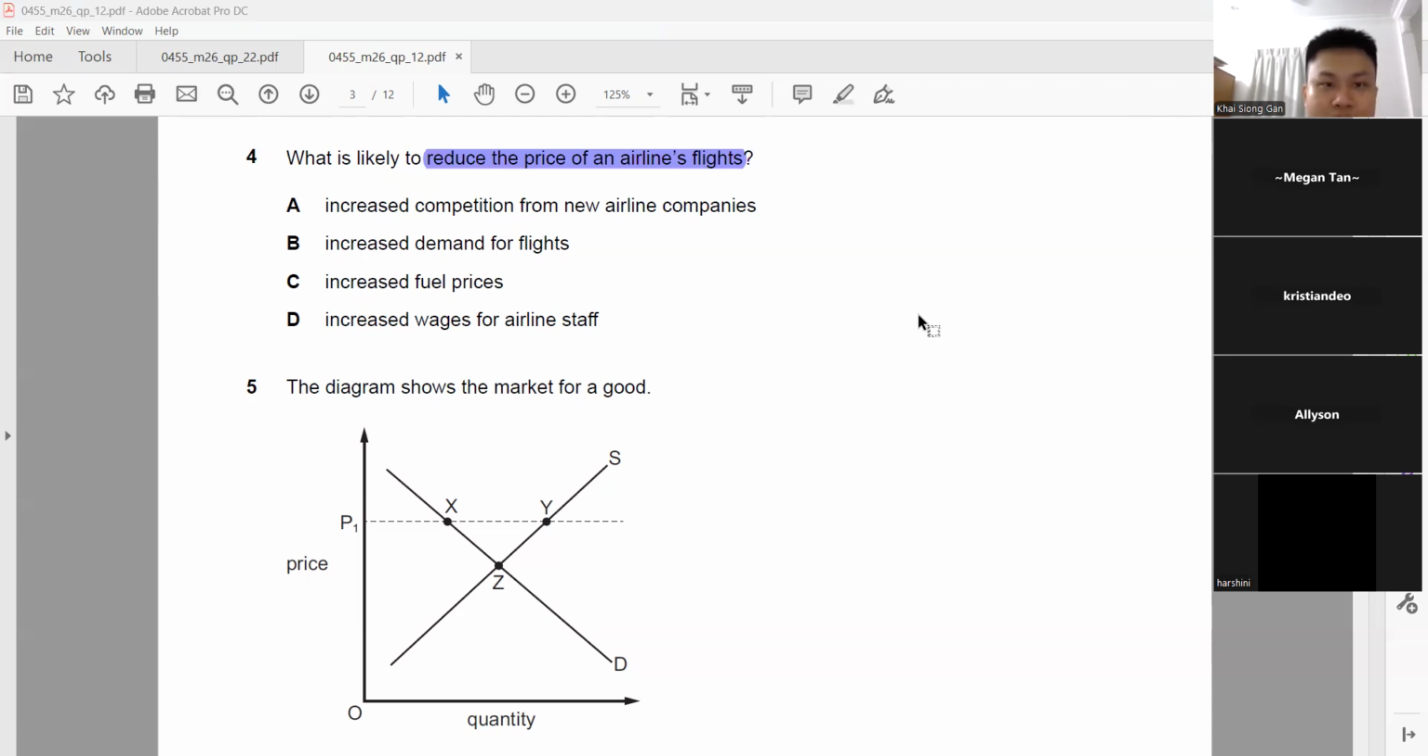A is the answer. A, increased competition. More competition will result in lower prices. Higher demand will result in higher price, so it cannot be B. Increased fuel prices or increased wages mean higher cost. Higher cost will result in higher price. So the answer is A.